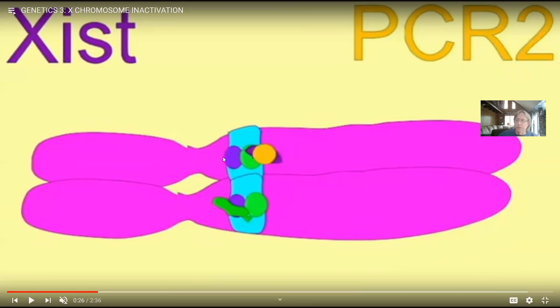The XIST gene codes for RNA, which never becomes protein, a big molecule of RNA, which then binds a protein known as polycomb.